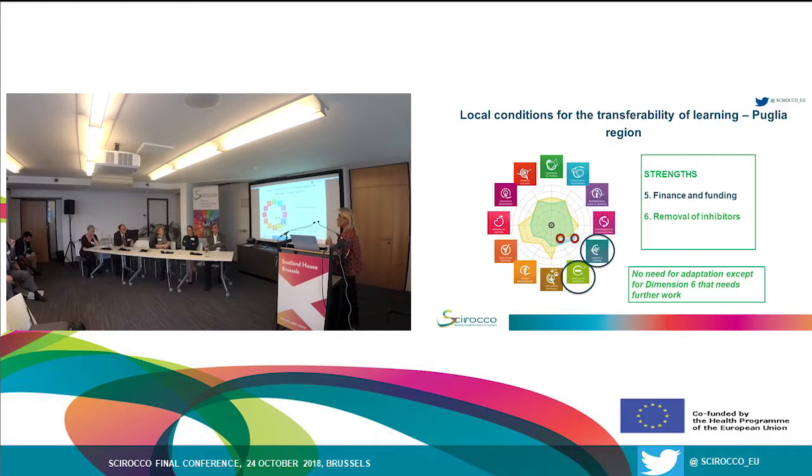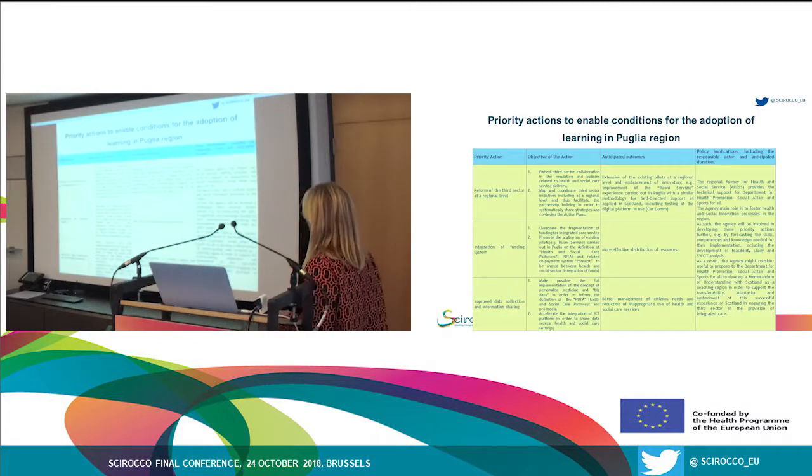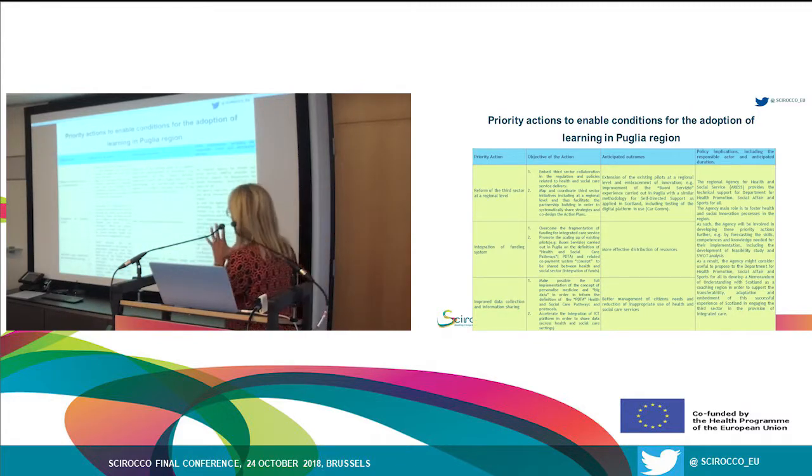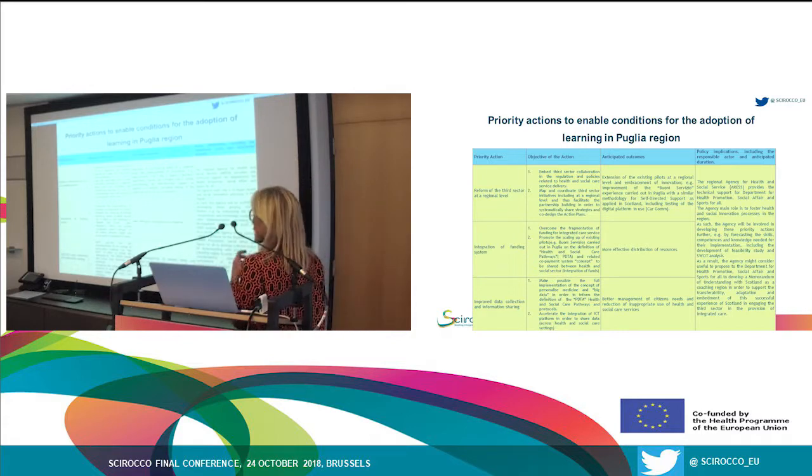So the cultural problems, the legislation, and those are the things that don't make it possible to take off a full integration in Puglia. So I want to share, this is very, very big, but what is important for us is that this is the action plan, what it should look like. So you have the priority action you want to propose to your policymaker, the objective of the action, the anticipated outcomes, and the policy implication, including who is going to do it and why and how.